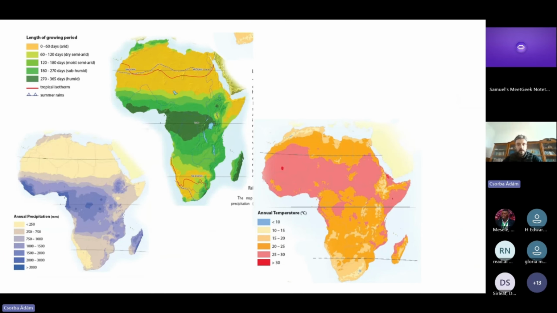This slide shows three important climatic variables across Africa: precipitation, temperature, and the length of the growing period. Of course, instead of trying to read the whole continent, we focus on Liberia. Liberia lies in the humid tropical zone. This means that the rainfall is high, temperatures are constantly high, and the growing period is long, often nearly continuous. These three conditions together are extremely important for soil formation.